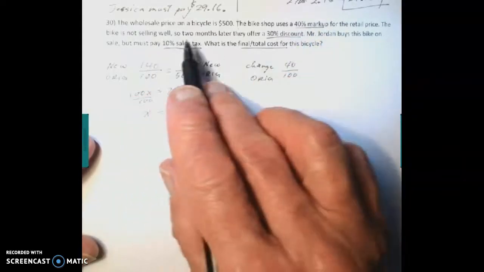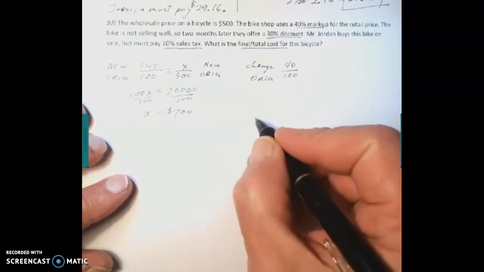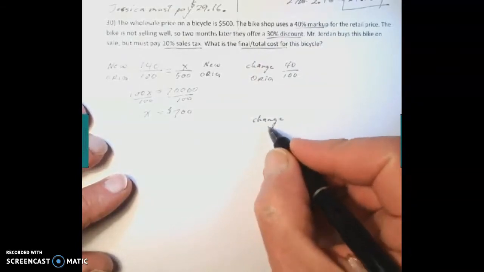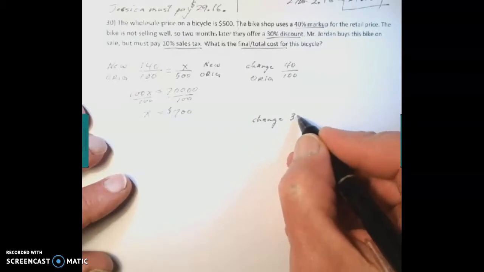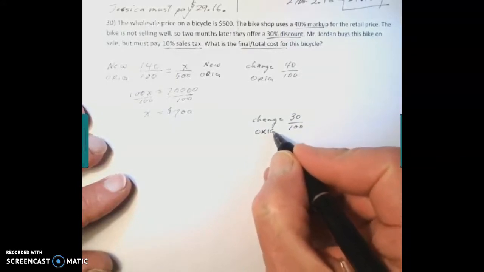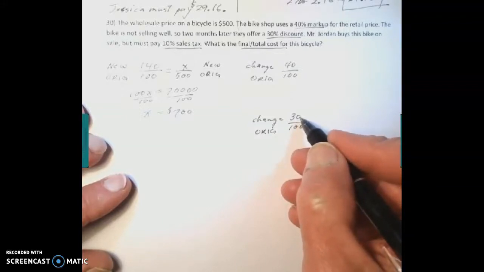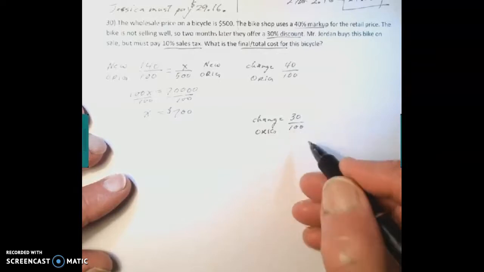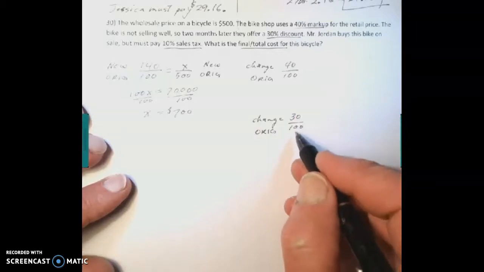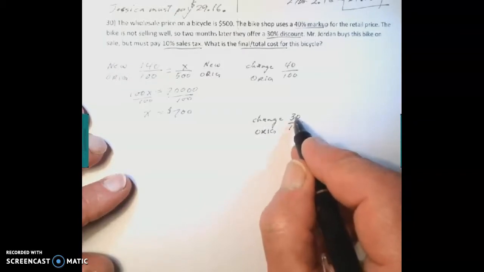But now the bike's not selling well. They're going to do a 30% discount. So I'm going to put that at about here. The change this time is going to be 30%, so 30 on every 100, which again means if it cost $100, they're going to take $30 off. That is exactly what the percent means. You can think of it in terms of the problem you're dealing with. They were selling at 100. They're going to take 30 off.